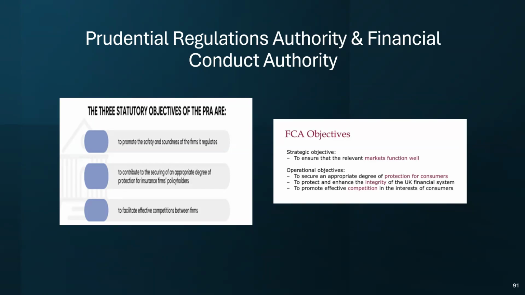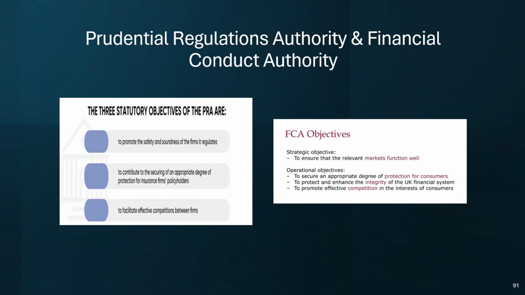What is the objective for the PRA, that is the Prudential Regulation Authority, and the Financial Conduct Authority? Their statutory objectives are different, but interrelated as well. For the PRA, their objective is to promote the safety and soundness of the firms that the PRA regulates. Secondly, to contribute to the securing of an appropriate degree of protection for insurance firms' policyholders. And the third objective of the PRA is to facilitate effective competition between financial services firms that it regulates.